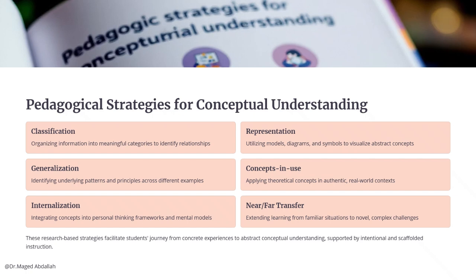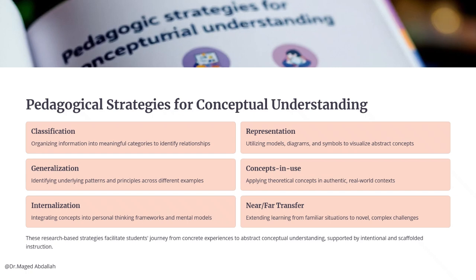Internalization supports the process of turning repeated practice into deep personal understanding. It encourages students to reflect on their learning experiences, rethink their approaches, and apply their skills in meaningful ways, transforming surface knowledge into intuitive grasp.